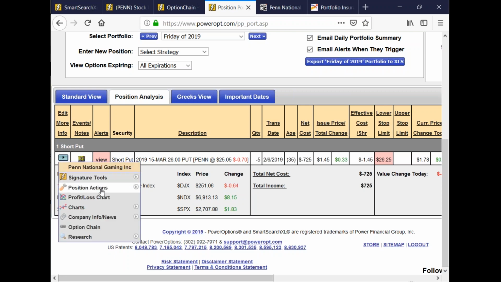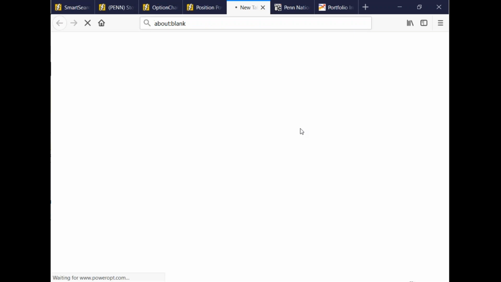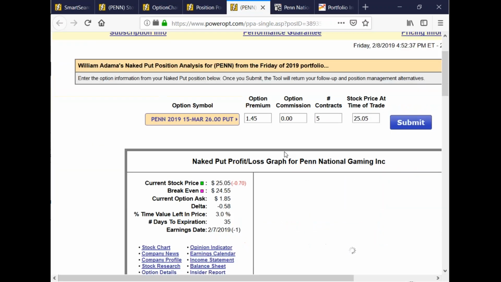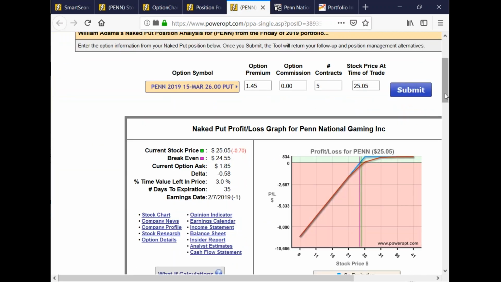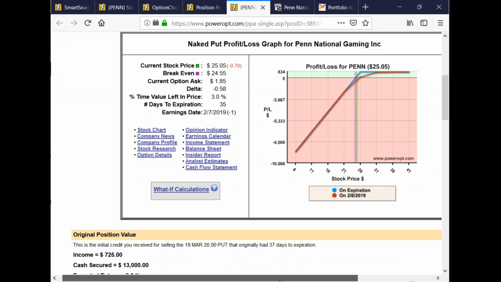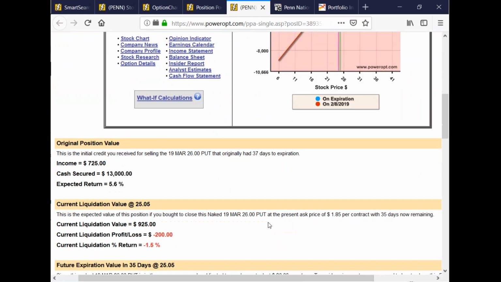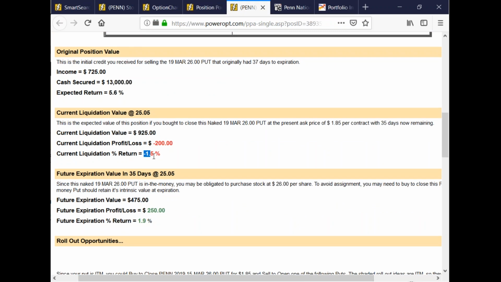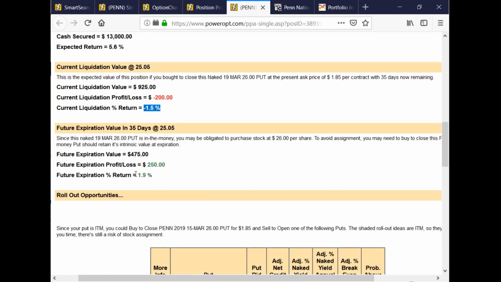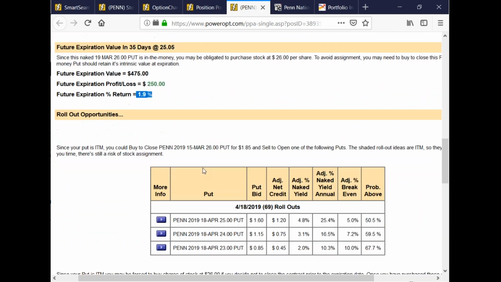Let's take a look. So I'd go to position actions and then position analysis. Anytime I'm tracking a position, I can go to this analysis view. It gives me a breakdown of my original position, what my current loss is now. Of course, if I held it for another 35 days and the stock stayed exactly where it is, I'd still have a small profit because we took a lot of premium inside.